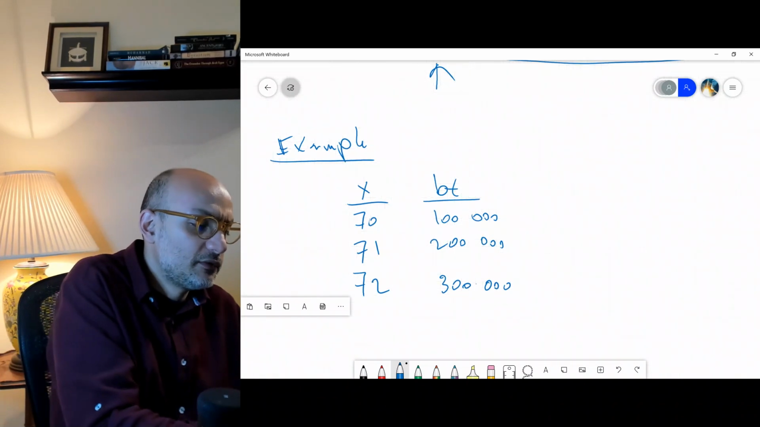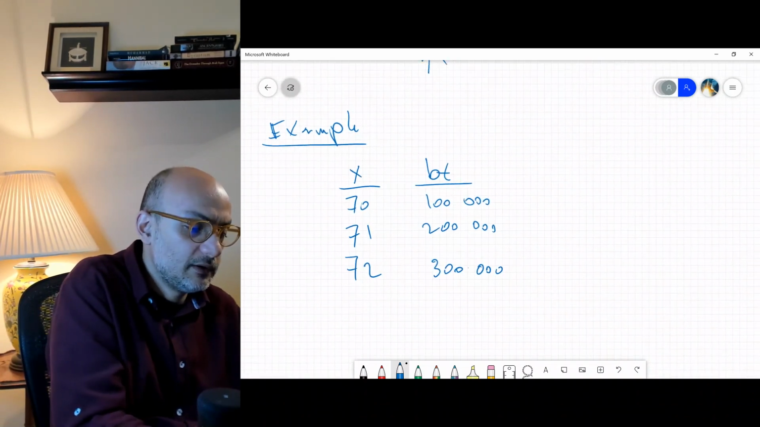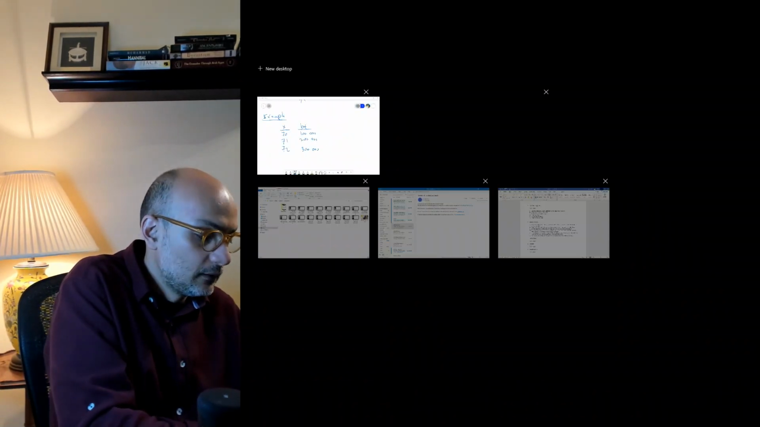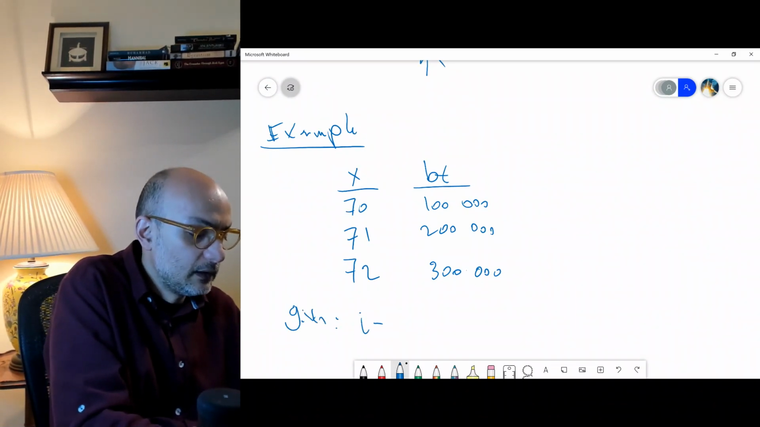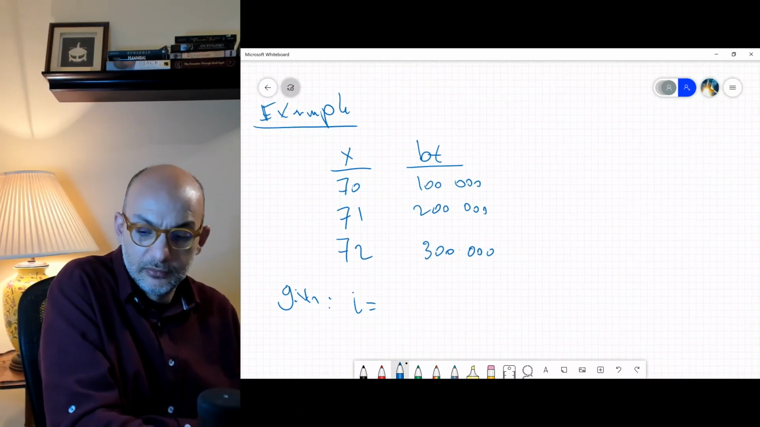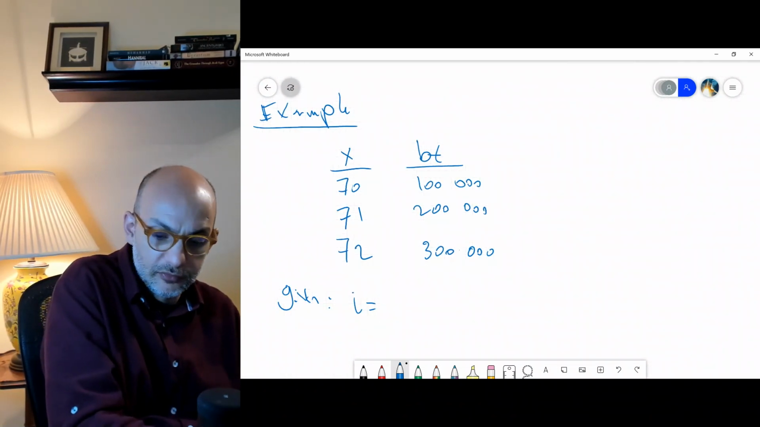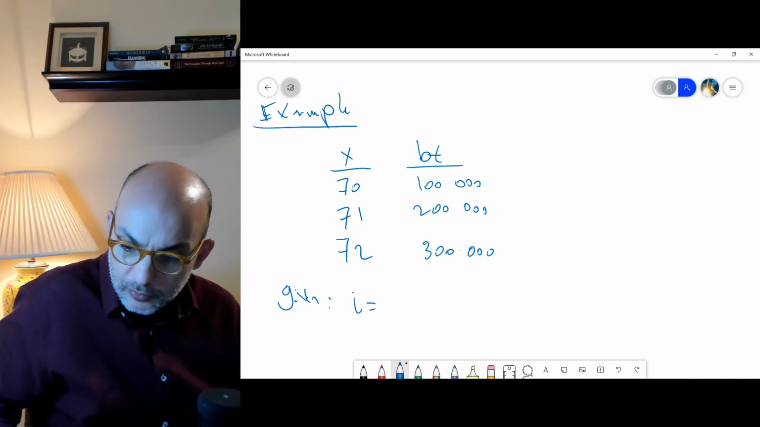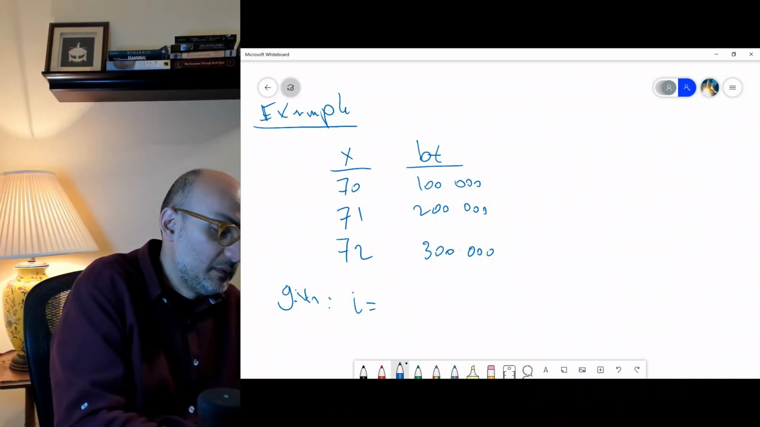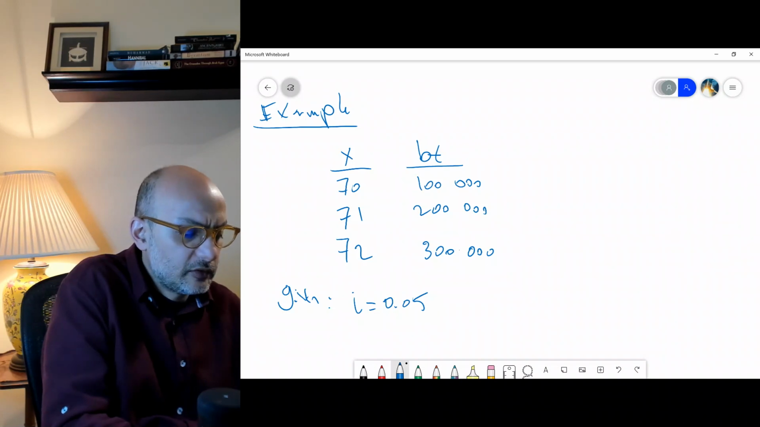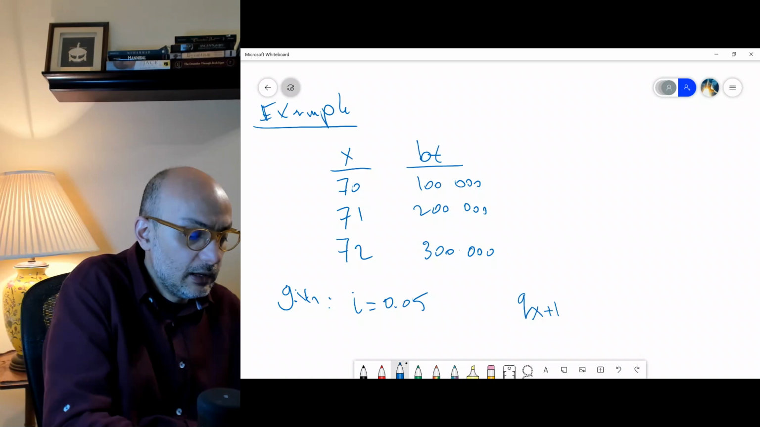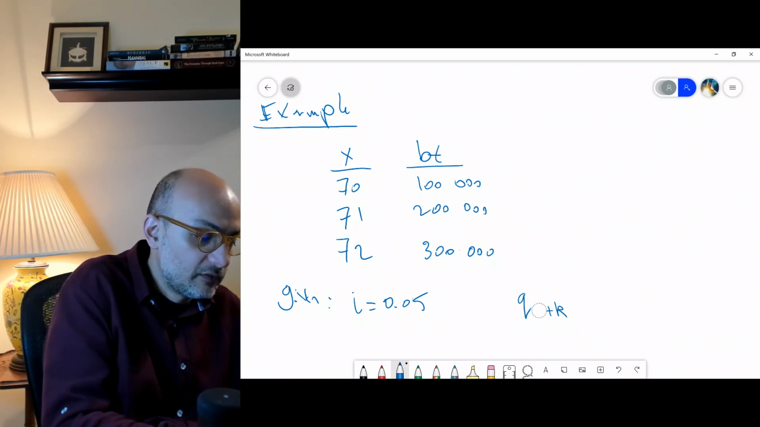We need some information here. You are also given what we are given. We need i. So let's take i of 5%, maybe. Yeah, let's do 5%. Just to make sure I give you the correct one, 5%. And we need qx. So for simplicity, let's have a qx plus k, and x here is 70.